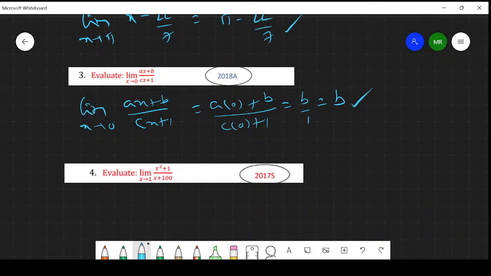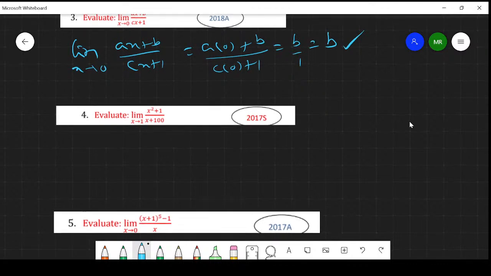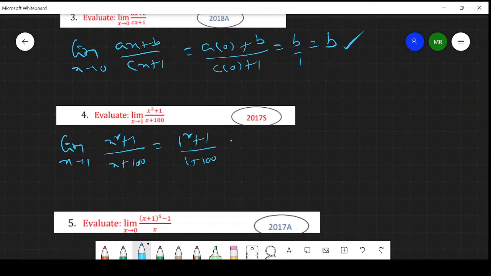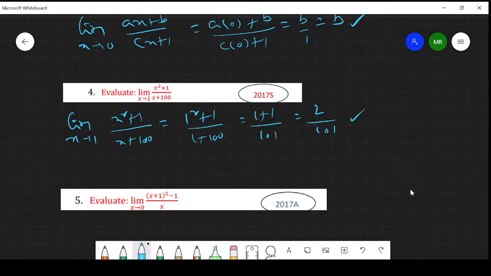Limit x tends to 1, (x square + 1) by (x + 100). Here also direct substitution. The answer is finite. (1 square + 1) by (1 + 100). It will be (1 + 1) by 101, that is 2 by 101. That's all. Direct substitution. Replace x with 1, we get the required answer, right? Simple.